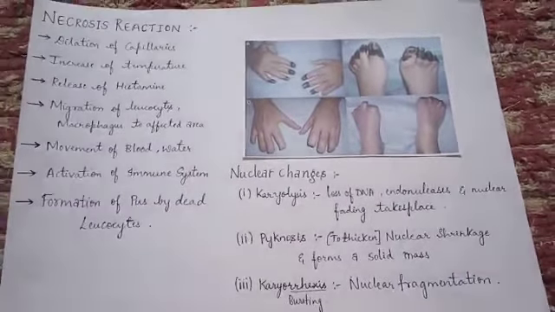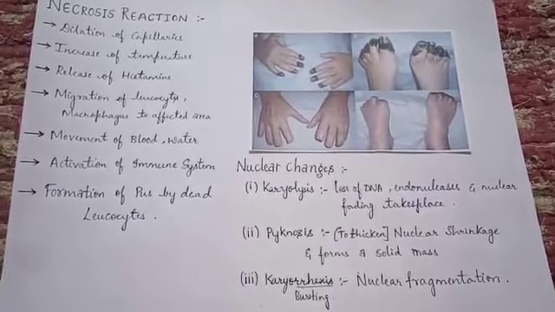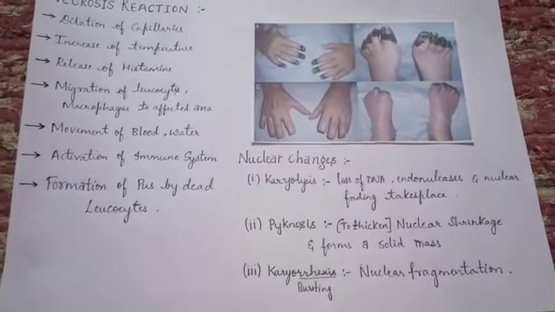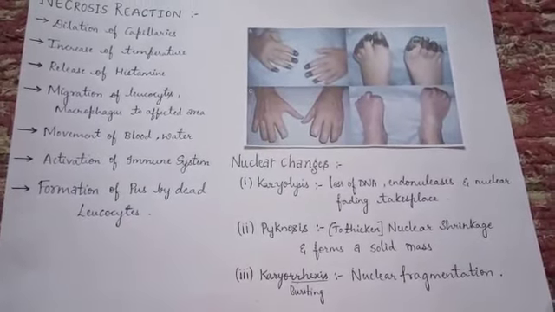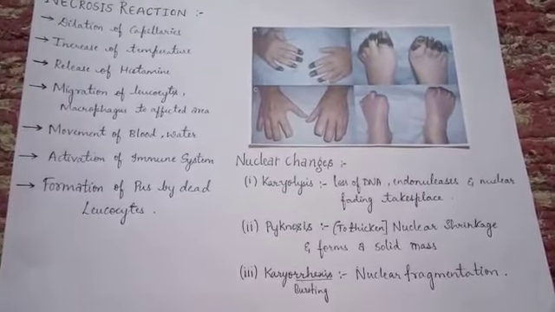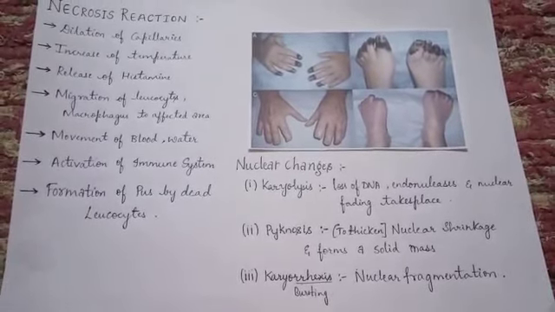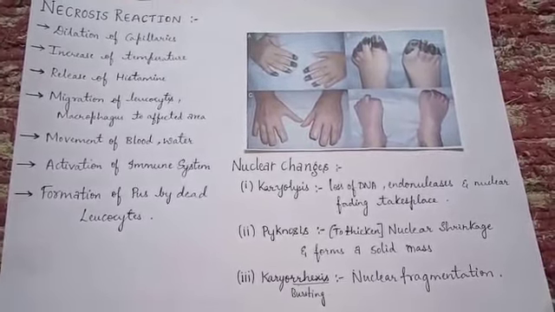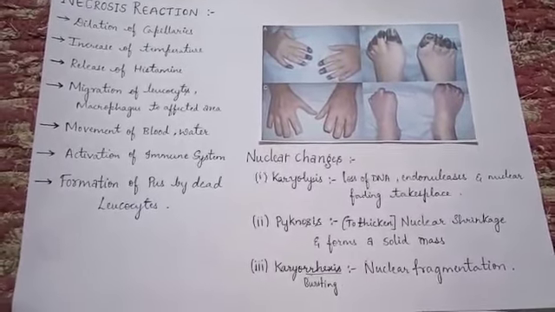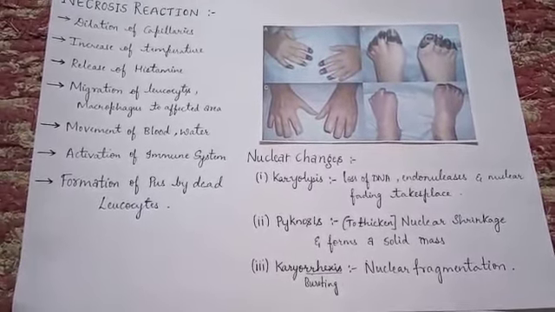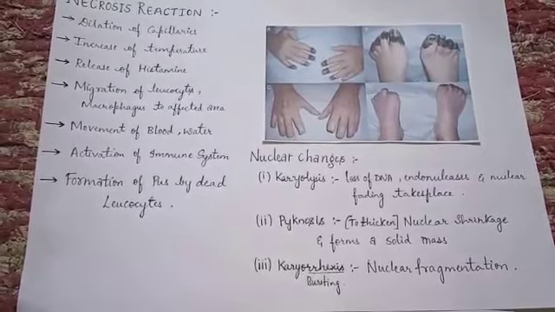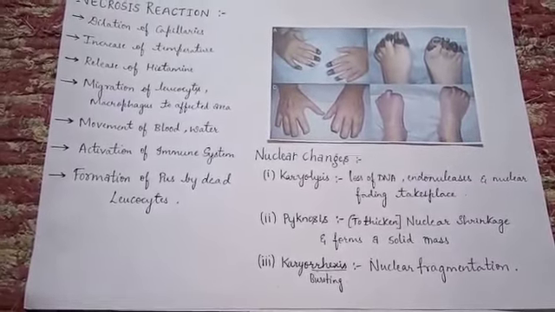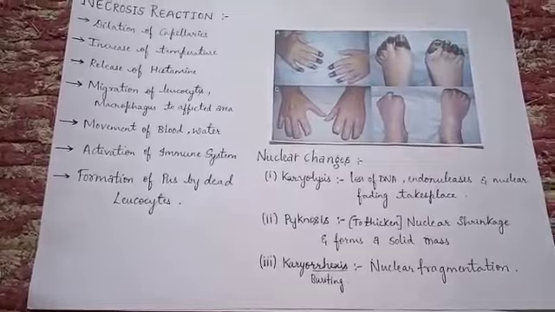Nuclear changes. There are 3 stages in the nuclear changes: karyolysis, pyknosis, and karyorrhexis. Karyolysis is the loss of DNA by endonucleases and nuclear fading takes place in this stage. Pyknosis is nothing but thickening. The nuclear shrinkage occurs and thus there is formation of a solid mass. Karyorrhexis is the bursting of this solid material. The solid material formed in the pyknosis stage gets fragmented and this stage is called karyorrhexis.